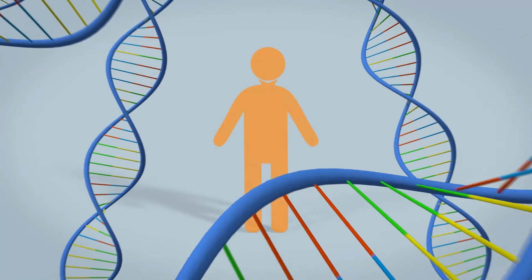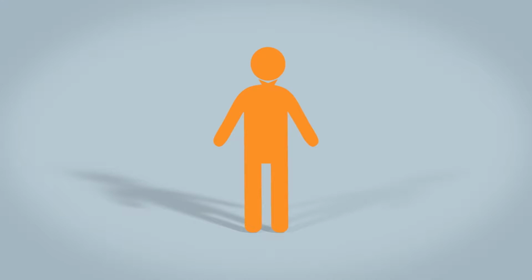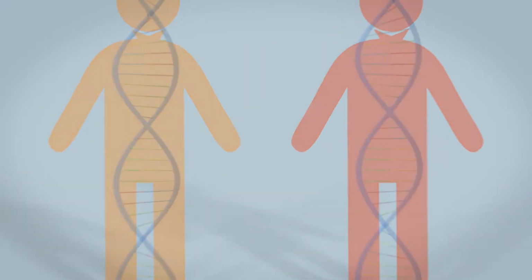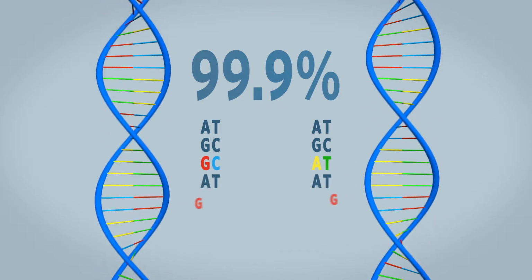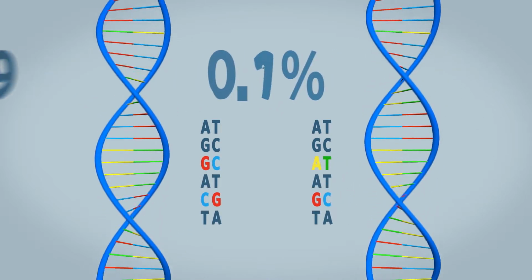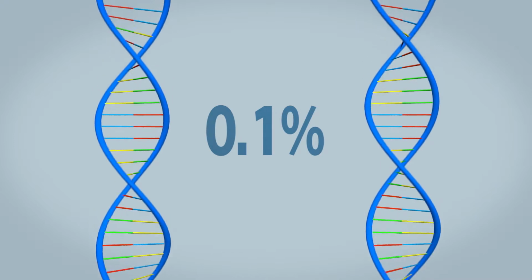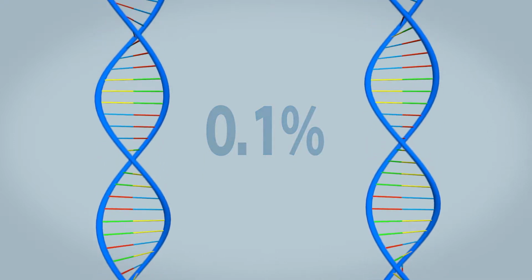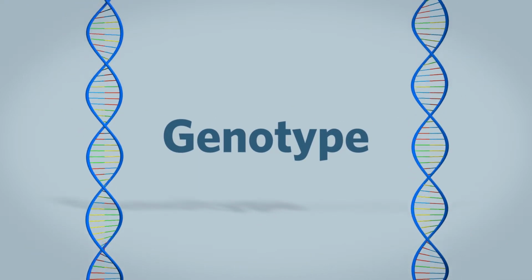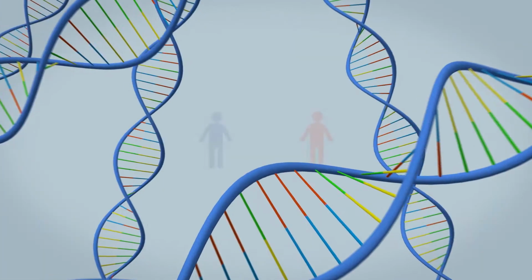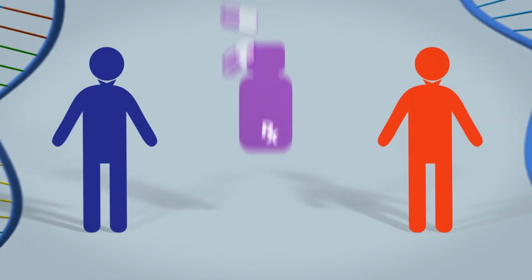Our unique DNA sequence is called a genome, and in humans is made up of 3 billion base pairs. If you were to compare the DNA of one human to another, you would find 99.9% of those 3 billion pairs of letters are the same. It is that 0.1% difference that makes each of us unique and determines who we are. This is known as our genotype. Our genome defines who we can be and can determine how our bodies respond to different medications.